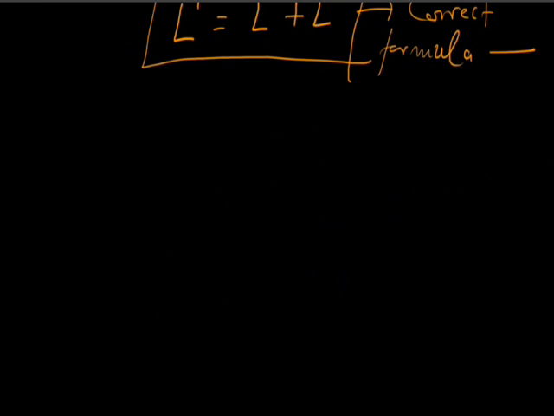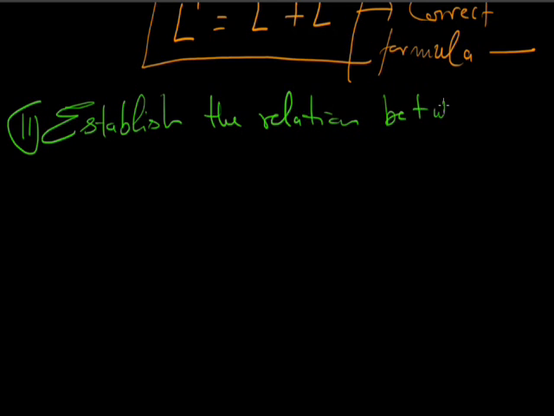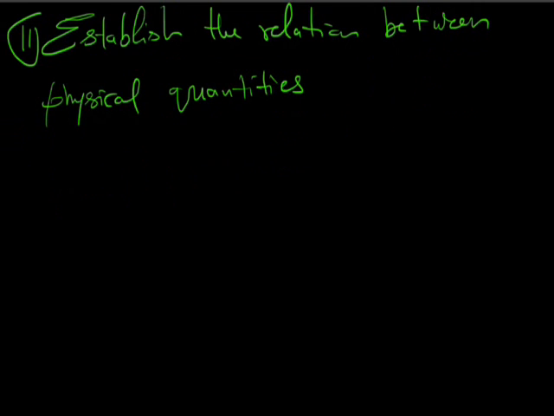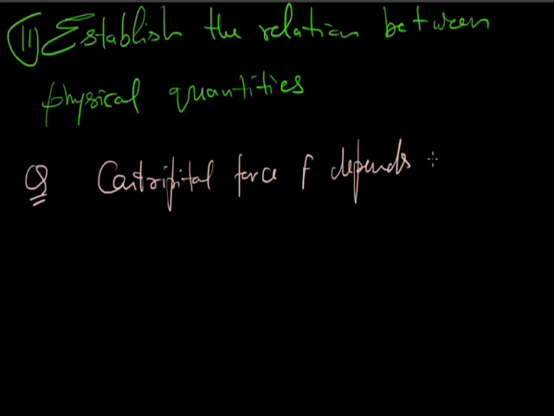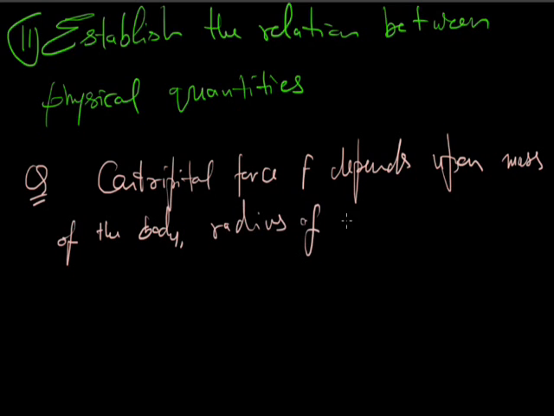The second use is to establish the relation between physical quantities. Let centripetal force F depend upon the mass of the body, the radius of the path and the velocity.